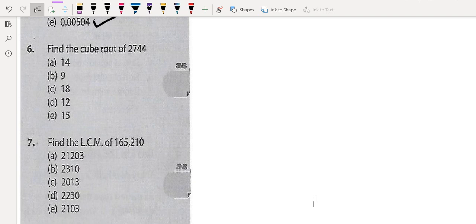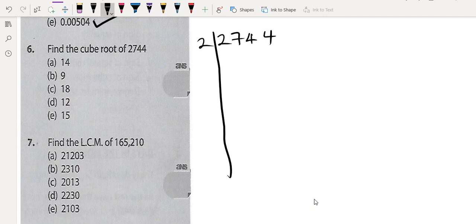What's the answer? 14. Read the question: finding the cube root of 7. So how do we do that? Okay. We'll solve like we're solving LCM.